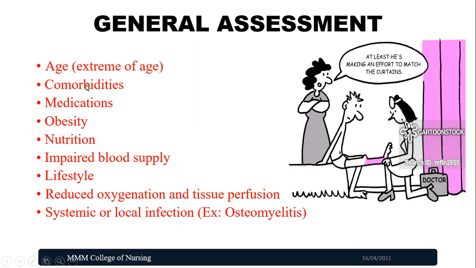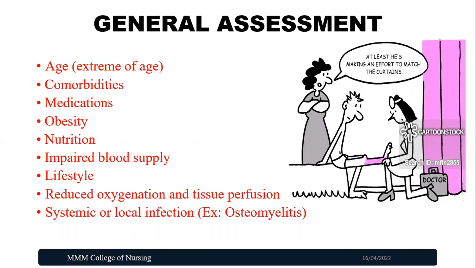Next are the comorbidities like diabetes, cardiovascular disease, respiratory disease, venous or arterial disease, or presence of any morbidity which may delay or hinder the wound healing process. Certain medications the patient is taking also interfere with wound healing, and obesity and nutritional status have a greater role in the wound healing process, which in my last video on the topic of wound healing, we have discussed in detail.